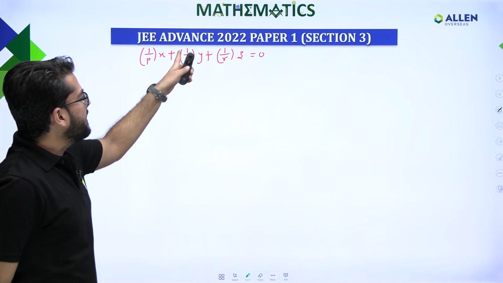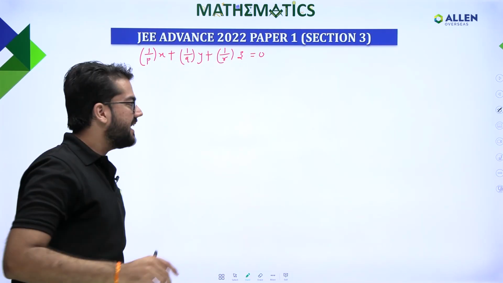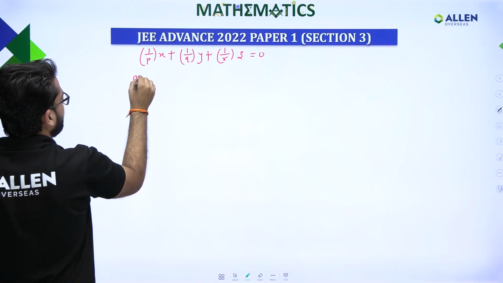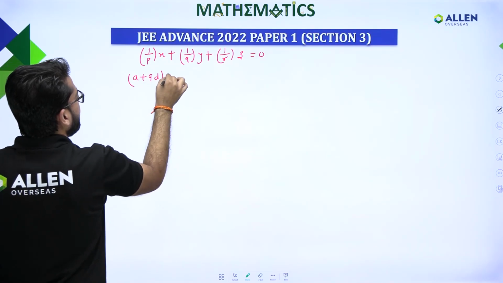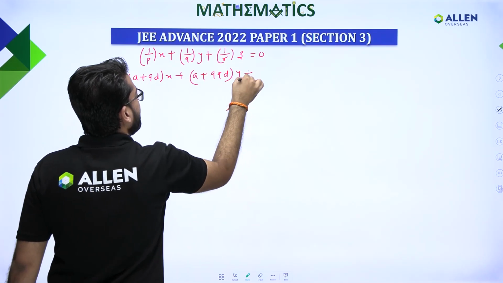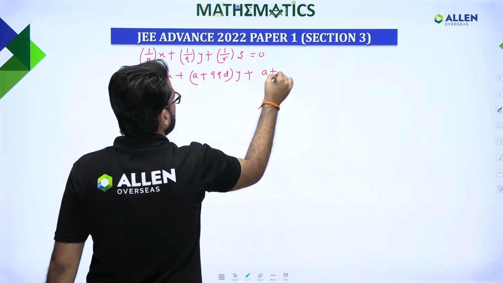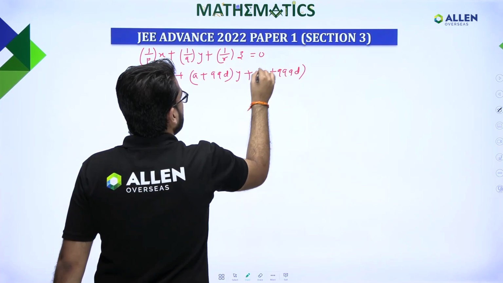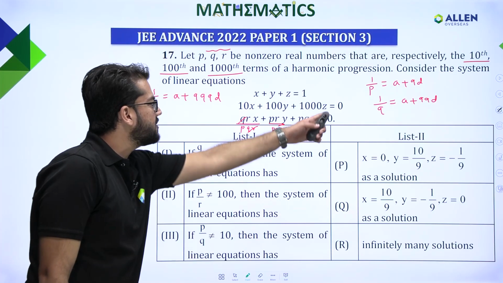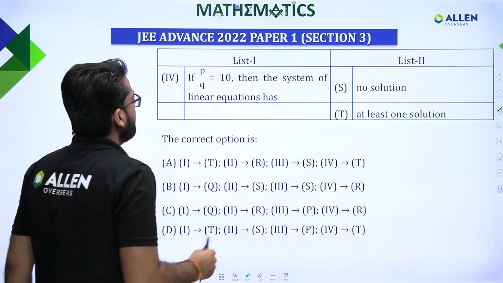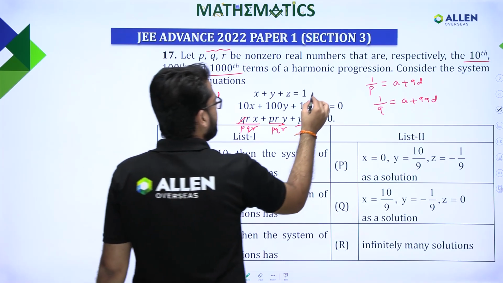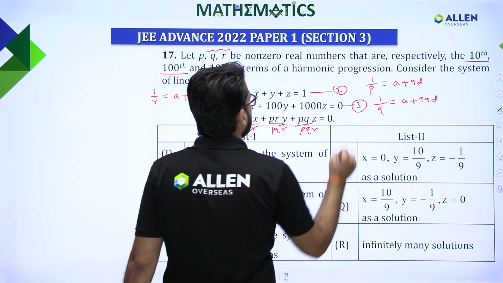Now, you can see here 1 by p and 1 by q and 1 by r is the value of something. Yes, we have the value. In place of 1 by p, I just want to write a plus 9d. Similarly, here we can write a plus 99d. Similarly, here we have a plus 999d into z is equals to 0, right? I just substitute all these values in our equation. Now, you can mark, for the necessary condition, let's say this is equation number 1, this one is equation number 2, and this one is equation number 3.